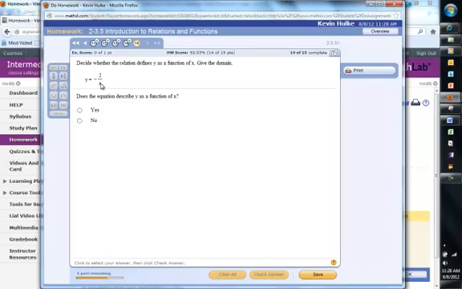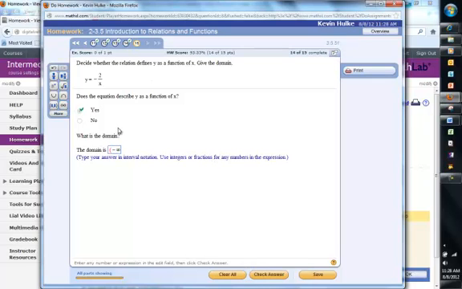All right, and decide whether the relation defines y as a function. For each question, is there only one answer? Yes. Now here's what's important, the denominator can't be 0. In other words, we can go from negative infinity up to 0, or from 0 to positive infinity.